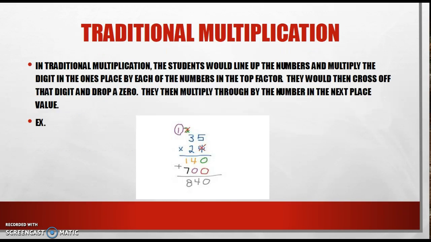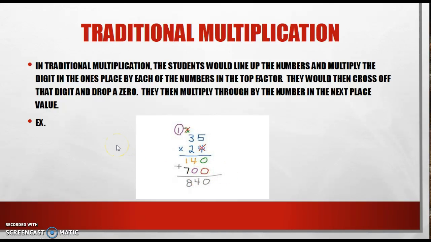So first, let's take a look at the traditional multiplication. In traditional multiplication, we're going to line up the numbers and multiply the digits in the ones place. So we take the 4 times the 5, it would give us 20. So we put the 0, carry the 2. 4 times 3 is 12, plus 2 is 14, so we get 140. We're going to cross off the number we just multiplied through by, and we drop a 0 into its place value. Then we would multiply through by the 2. 2 times 5 is 10. Carry the 1. 2 times 3 is 6, plus 1 is 7, and then we would add those up.